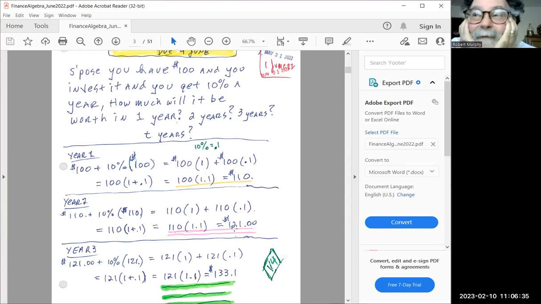Actually, you guys, I kind of just did this in my head. What's 10% of $110? That's $11. 110 plus 11 is 121 bucks. Oh, look at that.